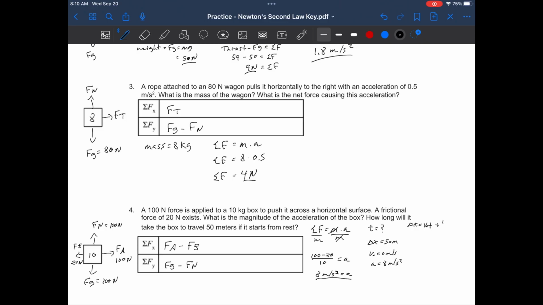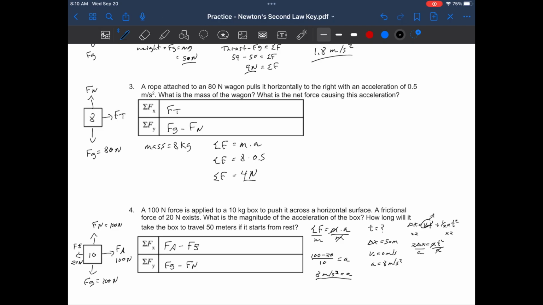V naught t is 0 because v naught is 0, so that just kind of goes away. And if we're trying to isolate t, I'm going to leave it as t squared, just a little bit cleaner in my opinion, but that's okay. We're going to multiply both sides by 2 to get rid of the half on the right. We have 2 delta x is equal to at squared. Divide both sides by a, and I would get 2 delta x over a is equal to t squared.